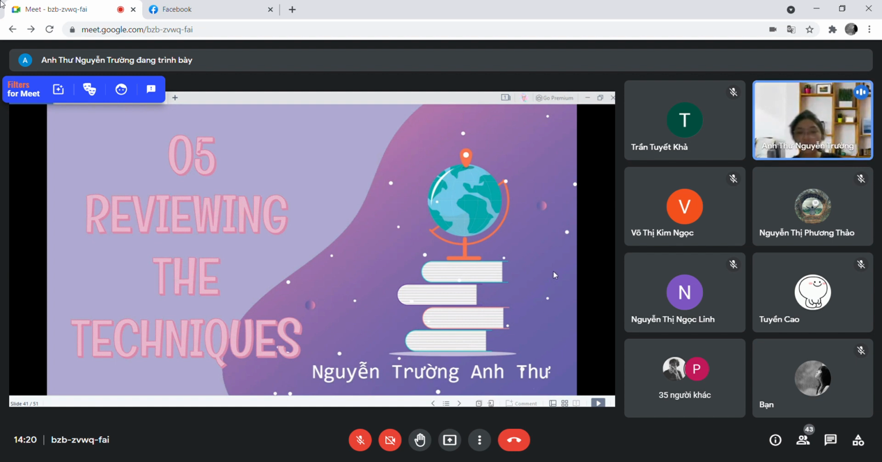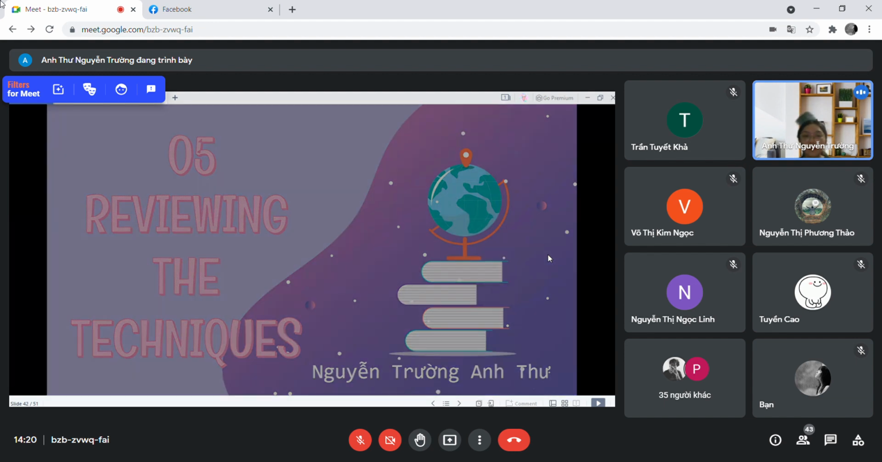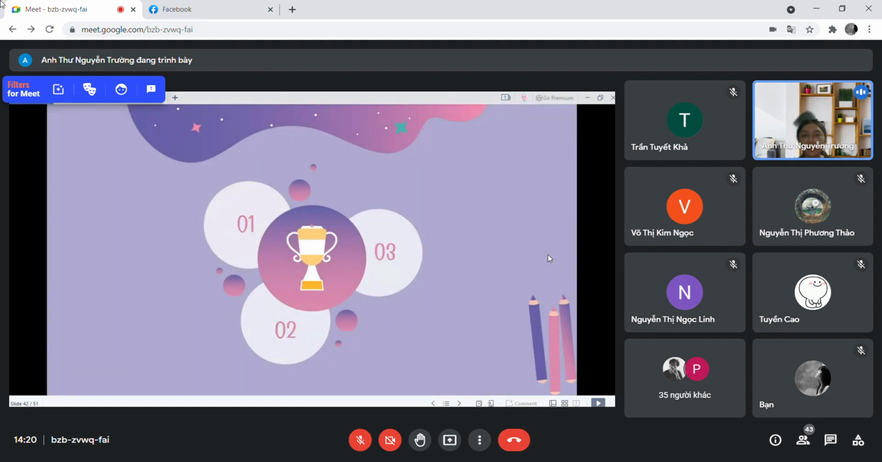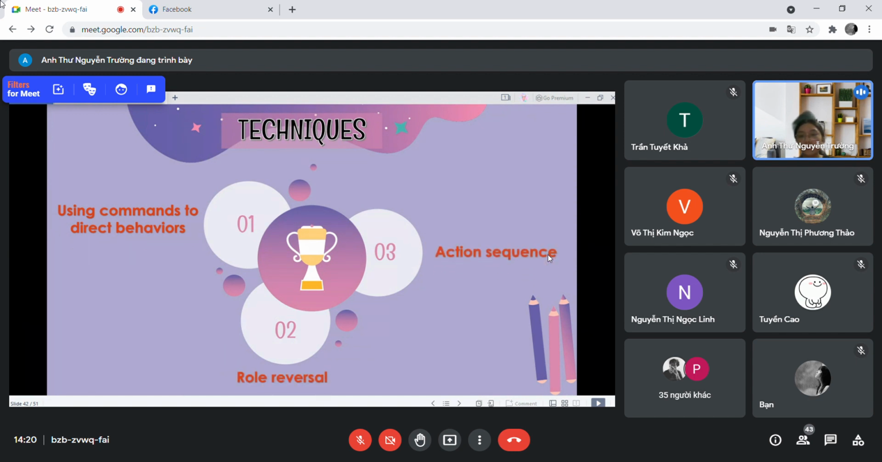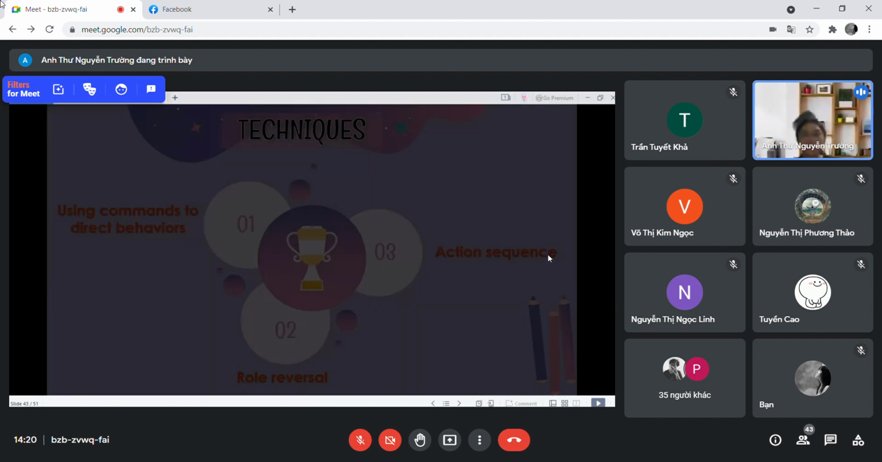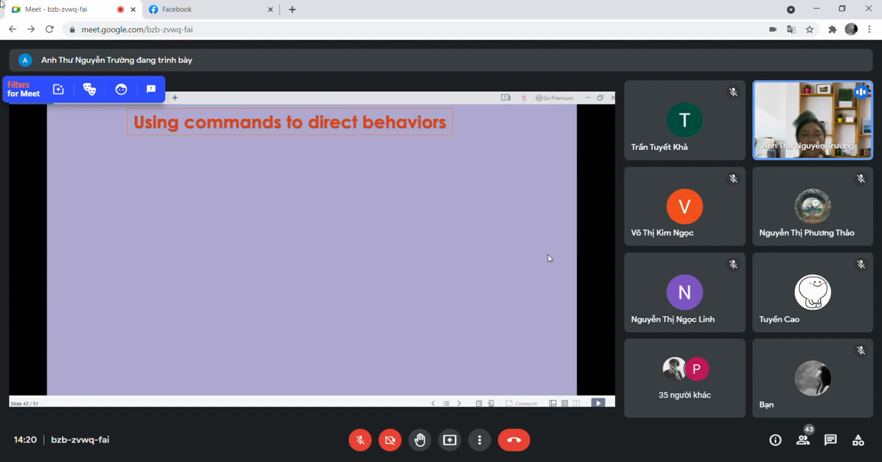Good afternoon, everyone. I'm Andrew, and now I will continue our group presentation with this part, reviewing the techniques. In TPR, we have 3 techniques. The first one is using commands to direct behaviors. The second is role reversal, and the last one is action sequence. Let's move on to the first technique and also the main technique of this method, using commands to direct behavior. The use of commands is a major teaching technique of TPR.